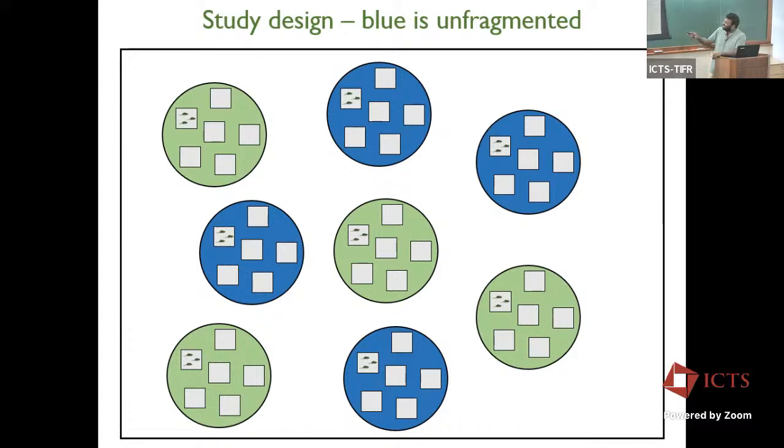Right? So this study design is very clear, right? So then the next step becomes very easy. You actually want to find a way to look at the difference between the greens and the blues statistically.